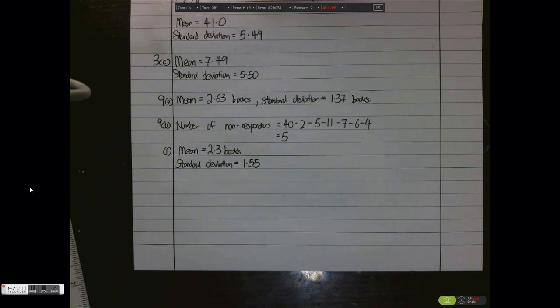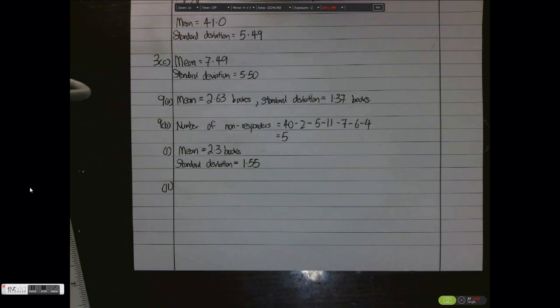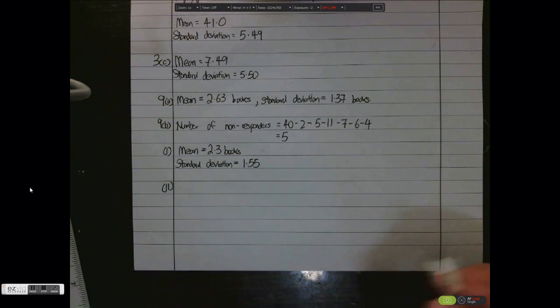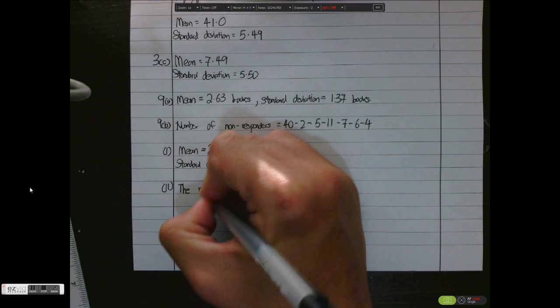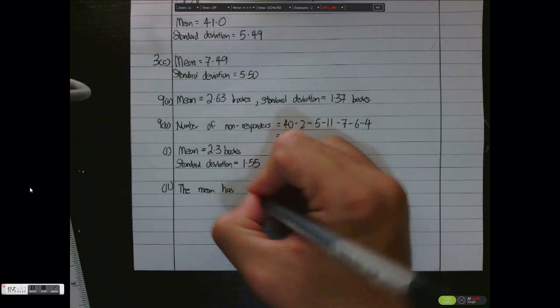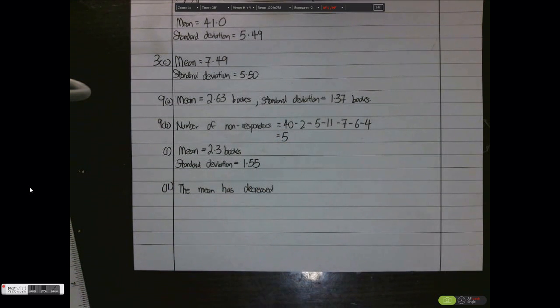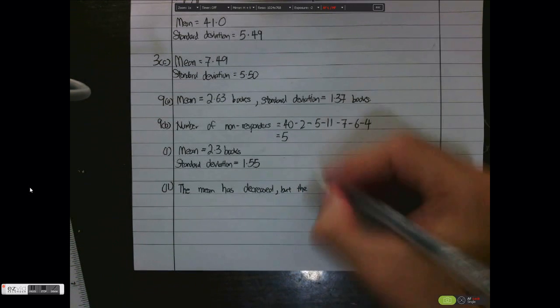For B2, they ask you to describe the effect on the mean. If you notice, the original mean is 2.63, the new mean is 2.3. So simply, they say describe, just describe it to them. The mean has decreased. Then you notice that the standard deviation, which was 1.37, is now 1.55, so the standard deviation has increased.